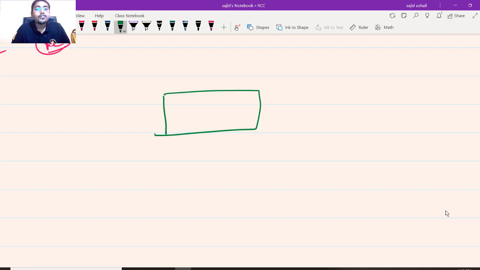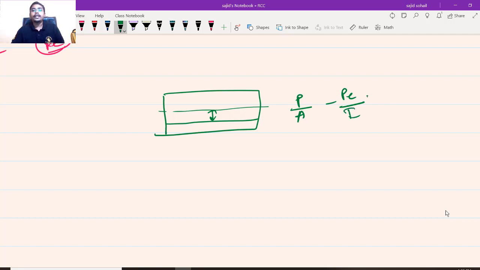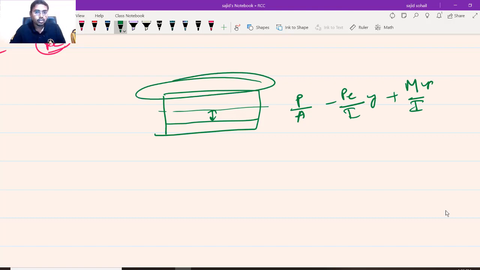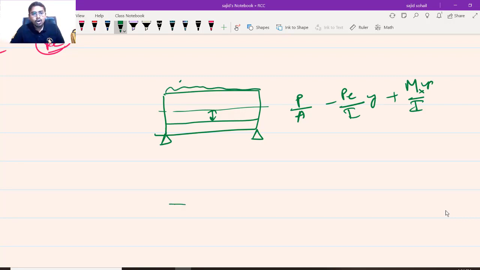See, what is the formula when I have it at constant eccentricity? You need not remember it as a formula, you can derive it in the exam hall, it will not take even a second. So P by A minus P E by I into Y plus M Y by I. This was stress at the top. But now let us try to understand this moment, whatever it is, right? It is varying with respect to a section. If you are taking a simply supported beam subjected to UDL, you know how the bending moment looks like, right? It looks like something like this.